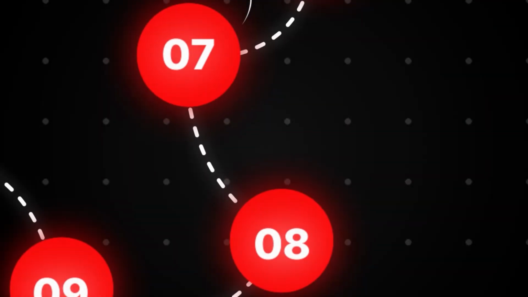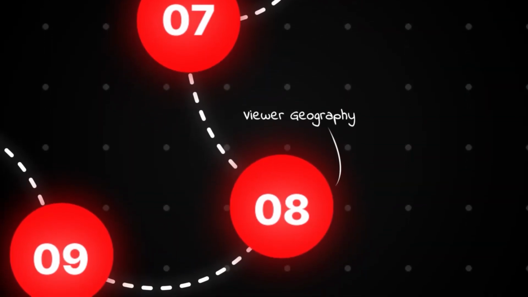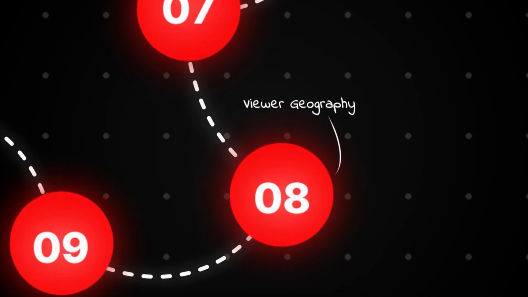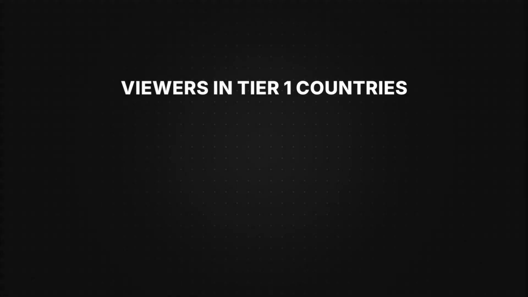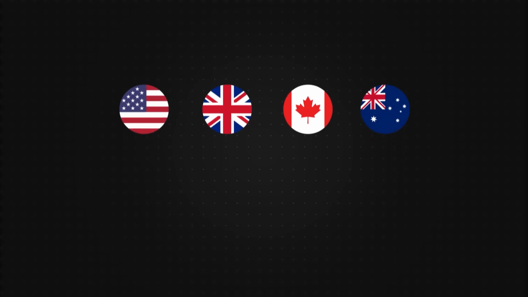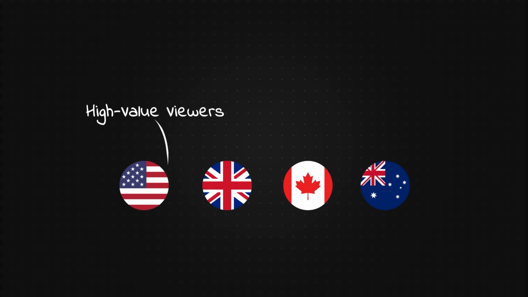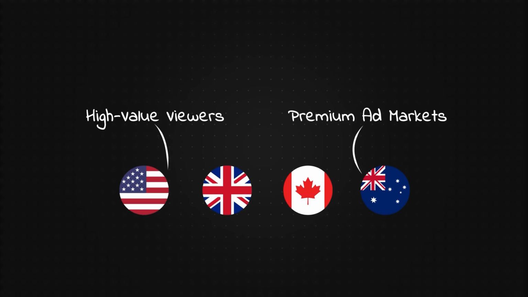Next, the biggest influence on RPMs you're likely to see. Where your audience lives is the single biggest influence on your RPM. Viewers in tier 1 countries like the United States, UK, Canada and Australia unlock significantly higher ad rates. Why? Because not only are the viewers worth more to advertisers, but more companies advertise on YouTube in those particular countries. If your video is in English and optimized for these regions, your RPM will be so much higher, especially if your topic aligns with their interests.